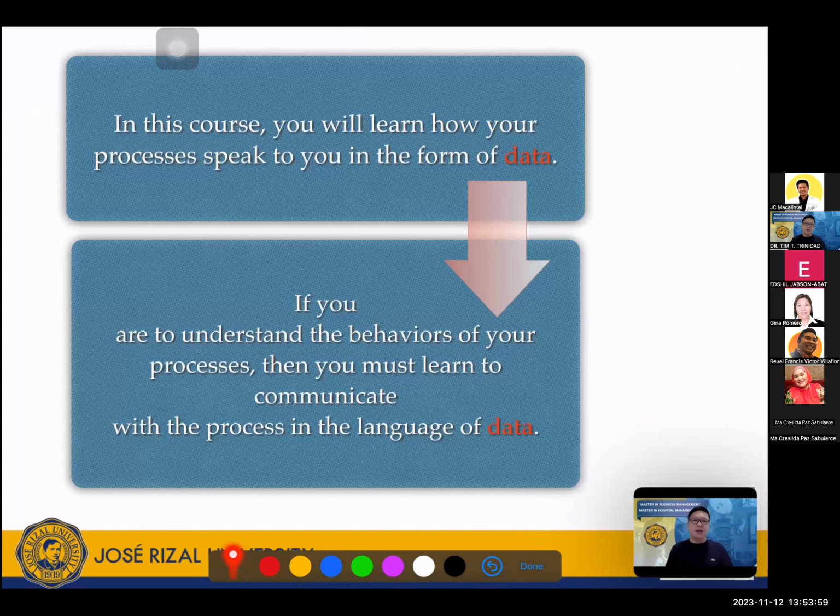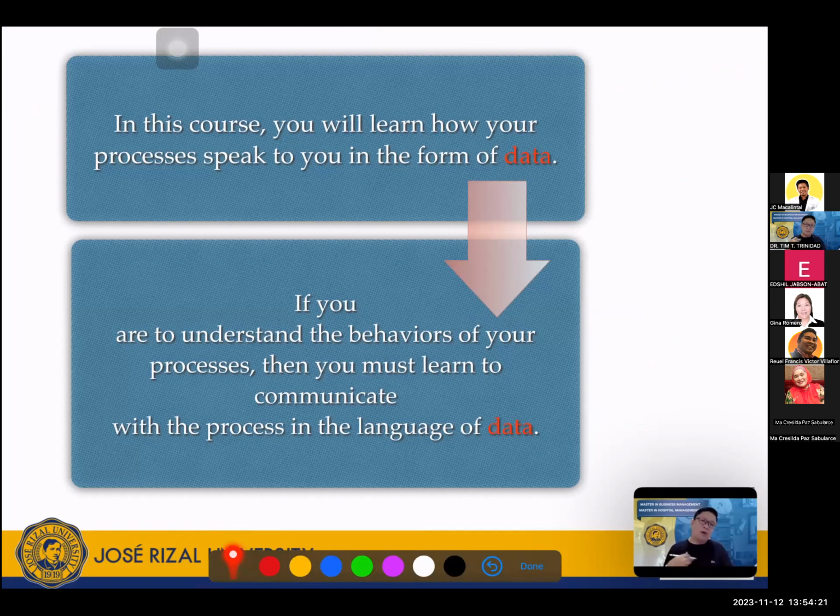So in this course, you will learn how your processes speak to you in the form of data. If you are to understand the behaviors of your process, then you must learn to communicate with the process in the language of data. So we will communicate with each other with a common vocabulary or language, which is data.